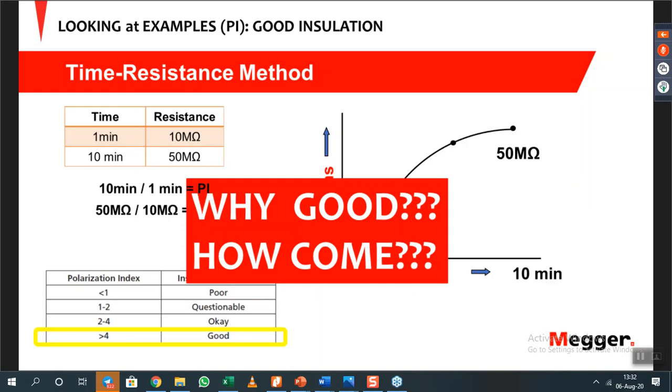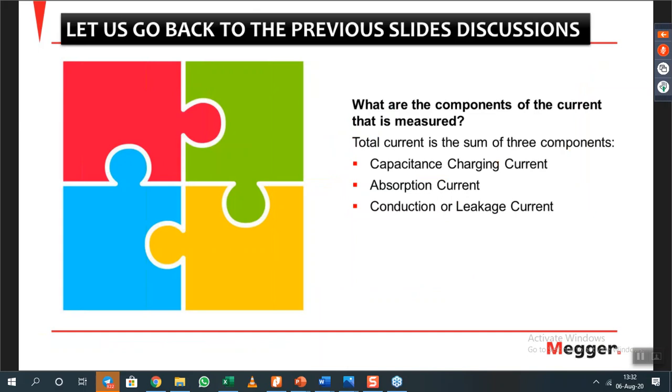Okay? But you may ask me, why good? How come? Right? I know you will ask that. Now let's go back to my previous slides in discussion. Again, we have 3 components of current. We have the capacitance charging current, we have the absorption current, and we have the conduction or the leakage current.